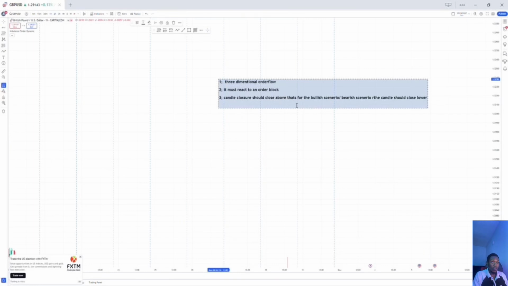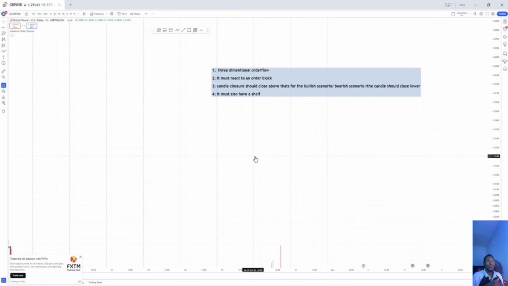So we don't want to see price closing above the fair value gap or above the shelf. It must also have a shelf. I will explain what a shelf means. A shelf is simply the previous swing high before a bullish fair value gap, or the previous swing low before a bearish fair value gap. So that's basically a shelf.